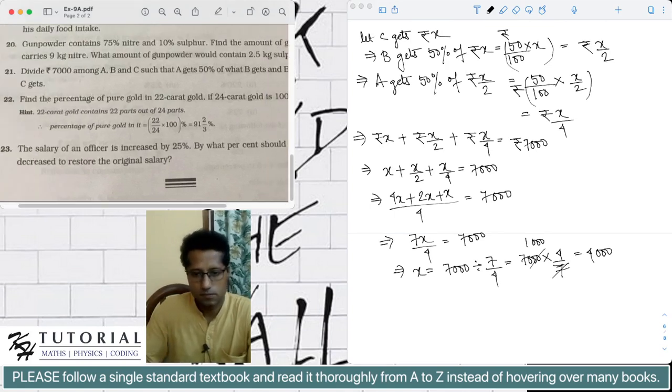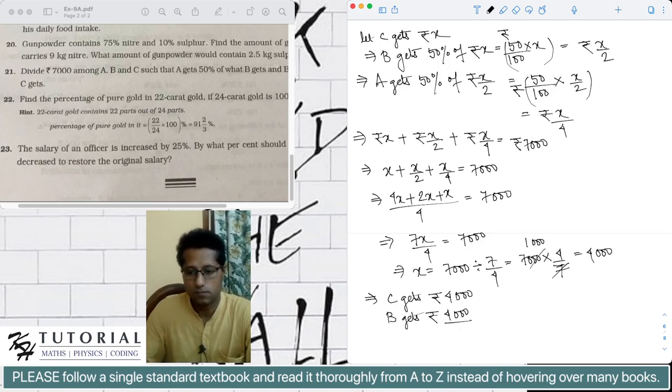So this implies C gets rupees 4,000. B gets rupees 4,000 by 2, which is rupees 2,000.